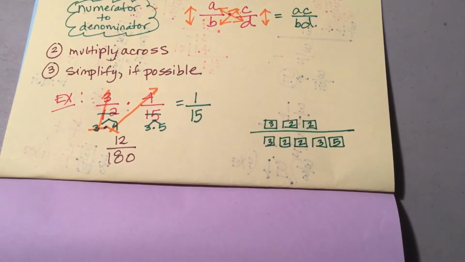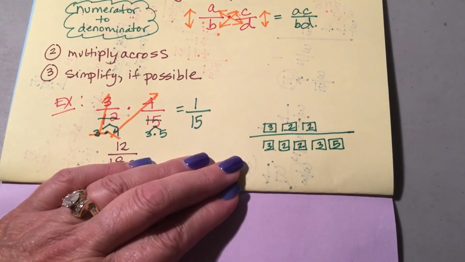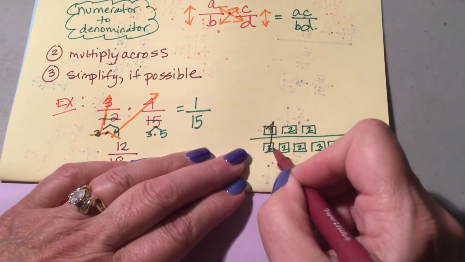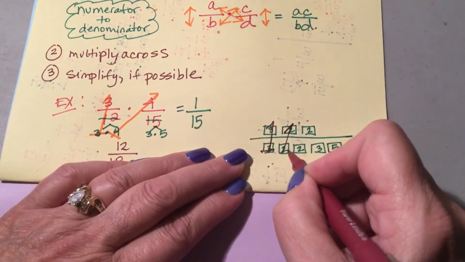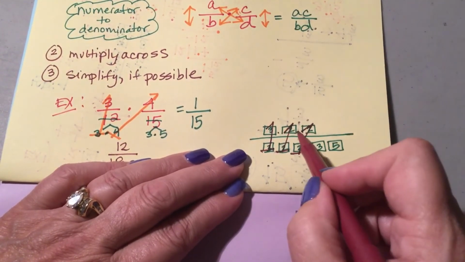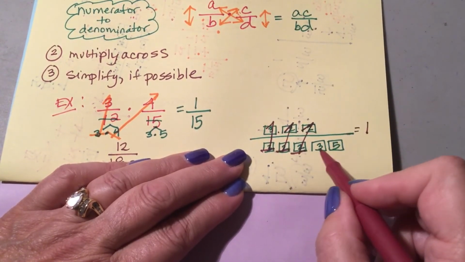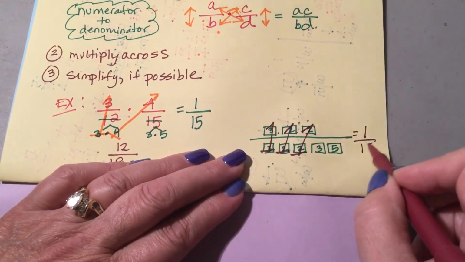So what do we know from one of the first things we wrote? We talked about fractions of 1. Any number over itself equals 1. So this is a giant 1, this is a giant 1, this is a giant 1. So all that's left in the numerator is 1 times 1 times 1, which is that 1. And in the denominator, 1 times 1 times 1 times 3 times 5 is 15.